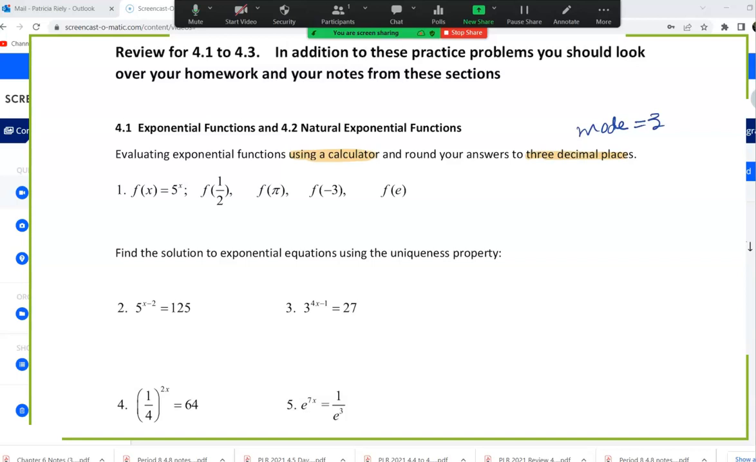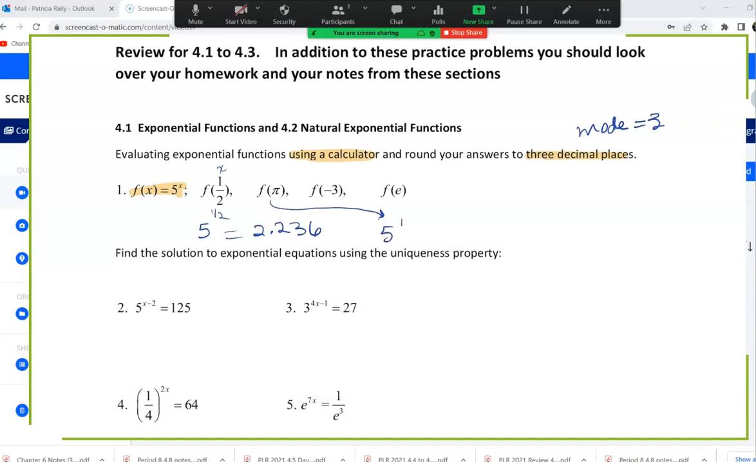So here's your function right here, and for f of 1/2, you would put a 5 for your base and raise it to the 1/2 power and evaluate that. So let me do that. And to 3 decimal places, I get 2.236. Make sure you can get it.